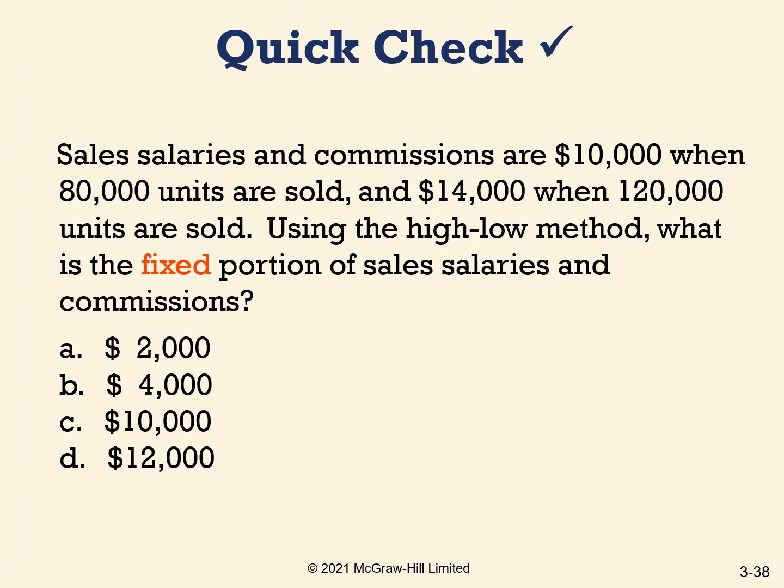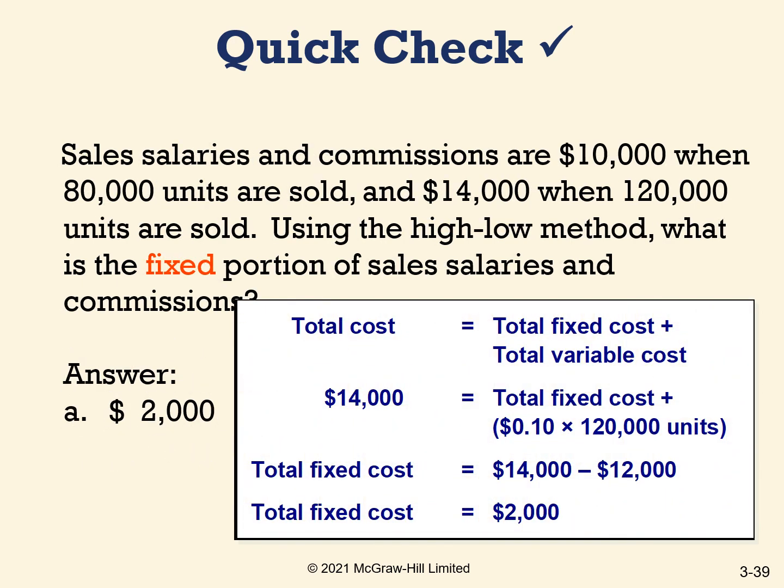So our next one is our sales, salaries, and commissions are $10,000 when 80,000 units are sold and $14,000 when 120,000 units are sold. So same as our last problem, using the high-low method. What is the fixed portion of sales and salary commissions? So we can do this by rearranging our formula.